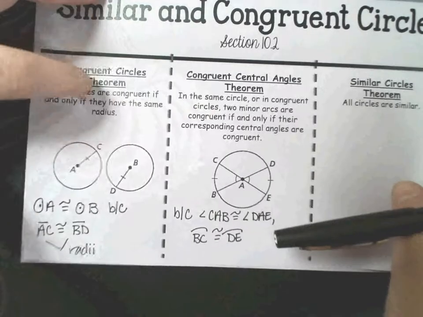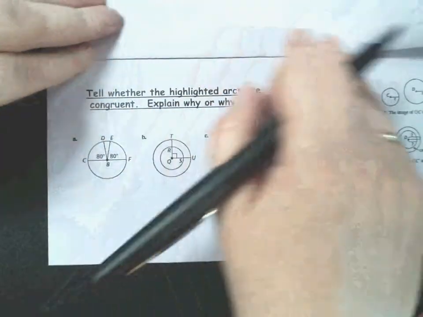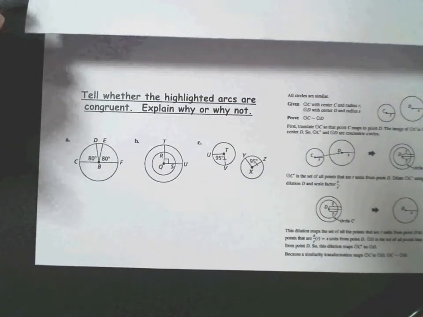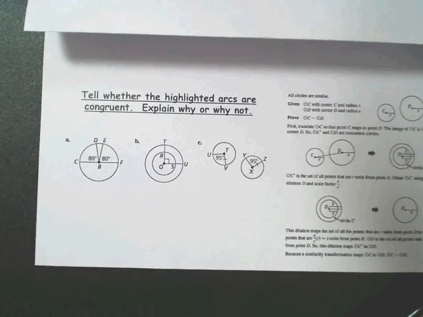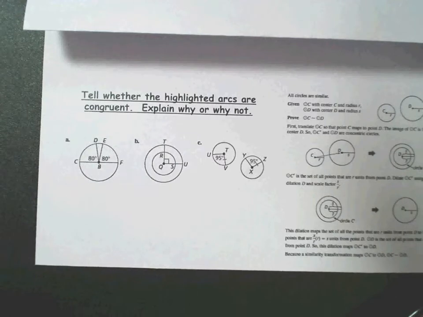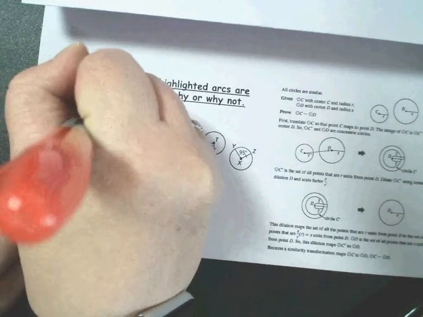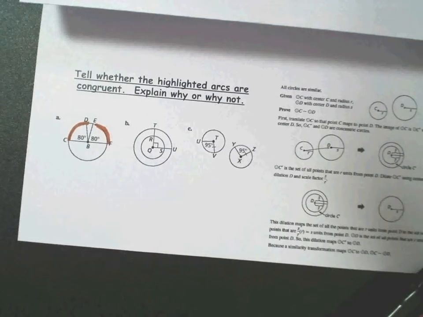So let's go ahead and take a look at these two theorems on the inside. And these segments did not get highlighted, so let's go ahead and highlight. It says, tell whether the highlighted arcs are congruent and explain why or why not. So in example A, we're talking about arc CD and arc EF. And we want to determine if those arcs are congruent. So the first question is, are they on the same circle? Yes, so they're on the same circle, so that's good.